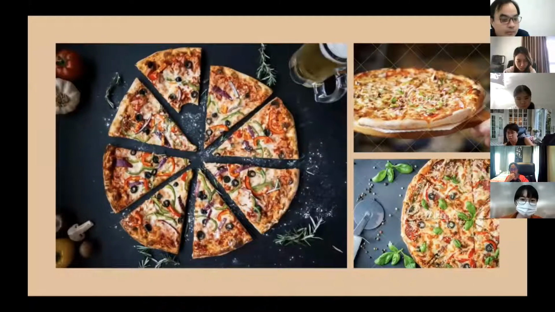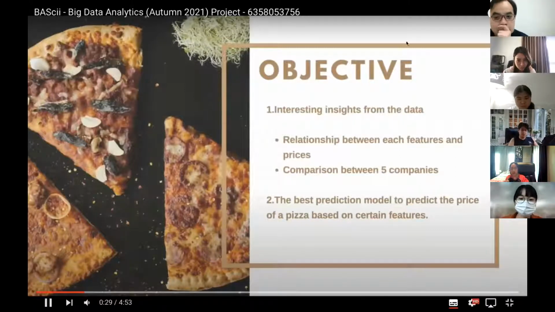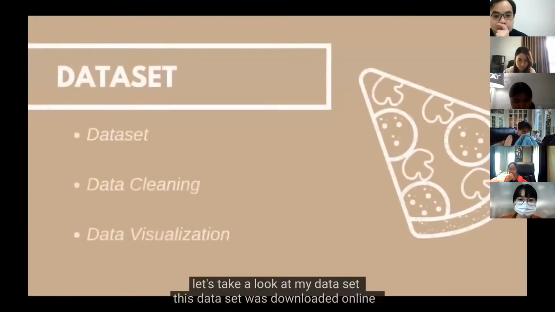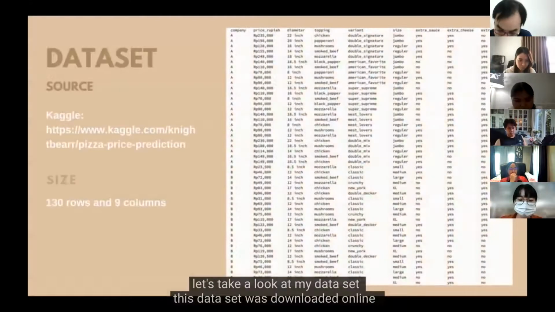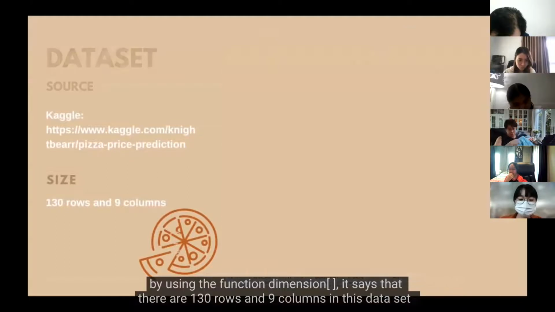make the most profit. The main purpose of this project is to get interesting insight from the data, relationship between each feature and price, comparison between 5 companies, and the best prediction model to predict the price of pizza based on certain features. Let's take a look at my dataset. This dataset was downloaded online. By using the function dimension, it says that there are 130 rows and 9 columns in this dataset.